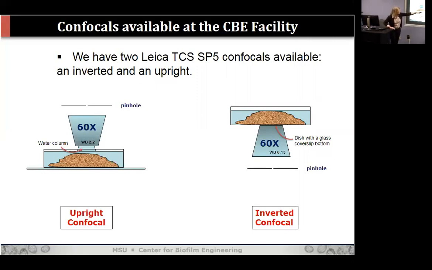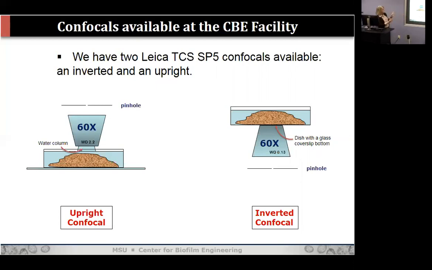On the inverted, we use dishes with a glass cover slip bottom, and we look through the bottom. The working distances on those objectives are very small. You can imagine it's pretty hard to hold a 2 millimeter column of water in the inverted situation. We don't do that.